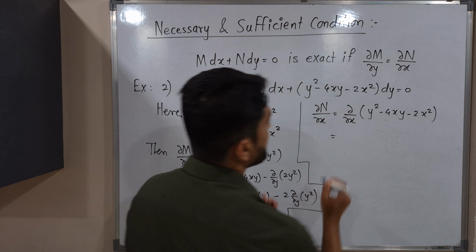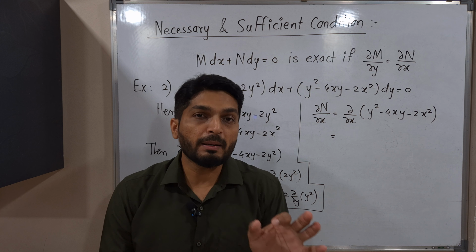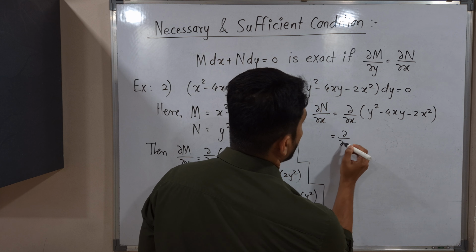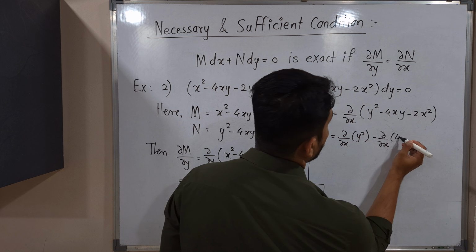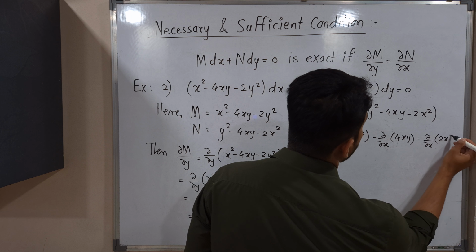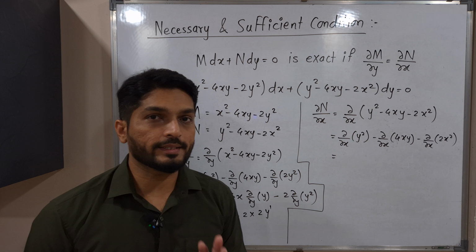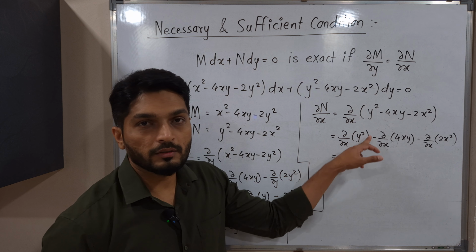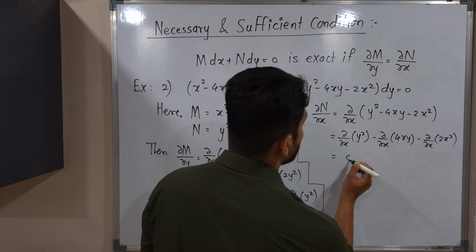Tell me how many terms are there? 3 terms are there. First, second, third. And all of them are separated by minus signs. So I can take separate derivatives. Derivative of y square, minus derivative of 4xy, minus derivative of 2x square. Okay, after that what I do generally, I take the constants outside. We are differentiating with respect to x, and x is not there. There is only y square. So it will be constant, and the derivative of a constant is 0.